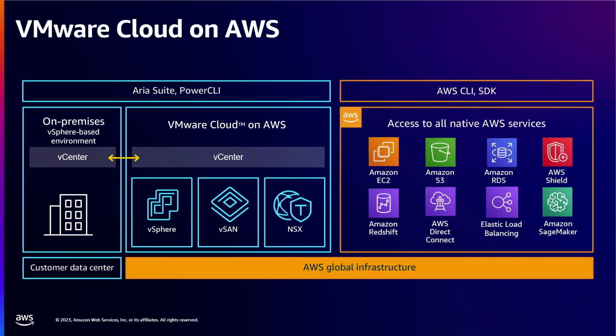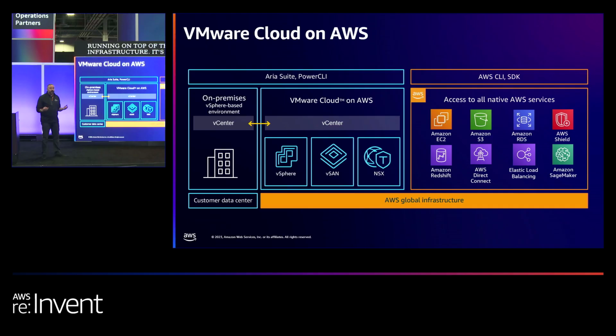Now, because the VMware Cloud on AWS service is running on top of the AWS global infrastructure, it's also sitting next to the 200 plus other AWS services. So for example, if you've got VMware-based virtual machines in your VMware Cloud on AWS environment that need to communicate with, for example, Amazon EC2 instances, or maybe an S3 bucket, or an RDS instance, all of these things can communicate with one another because they're all just AWS services.